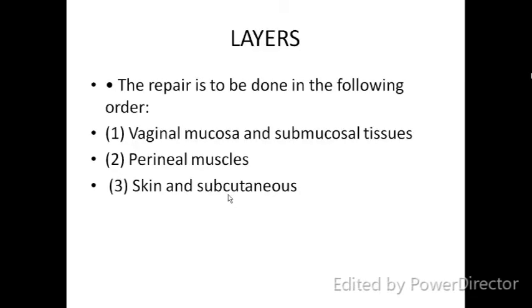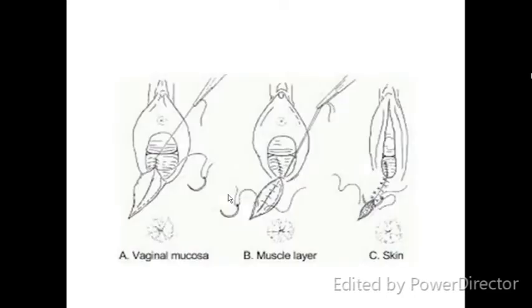The repair is to be done in the following order: vaginal mucosa and submucosal tissue, perineal muscles, skin and subcutaneous tissue. See, in this layer, first of all, this is the vaginal mucosa. This is the anterior vaginal wall. This is the posterior vaginal wall, after the delivery. So this is the vaginal mucosa.